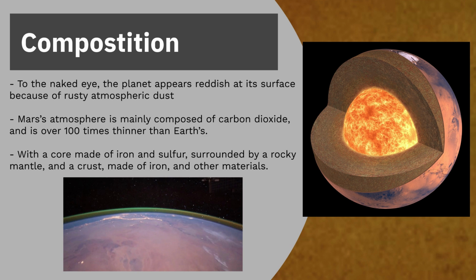Mars has a 4,000 kilometer wide core made of iron, nickel, and sulfur. The center of the planet is covered by a rocky mantle, which on average is about 1,500 kilometers thick. And above is a crust made of iron, magnesium, aluminum, calcium, and potassium. This crust is between 10 to 50 kilometers deep.